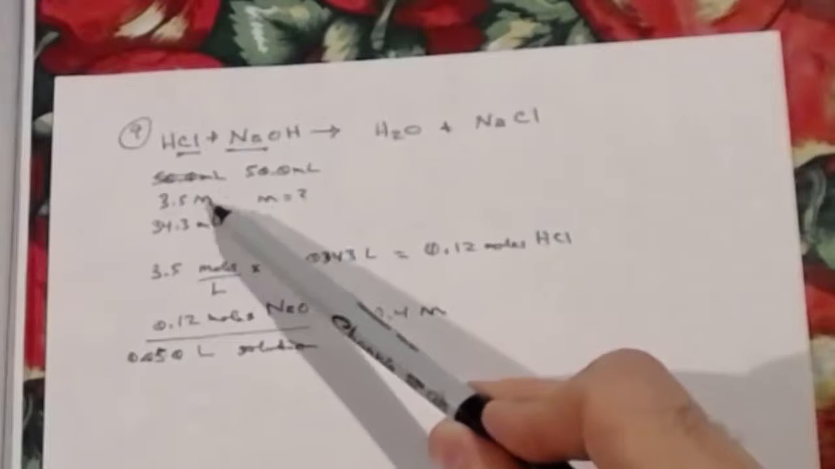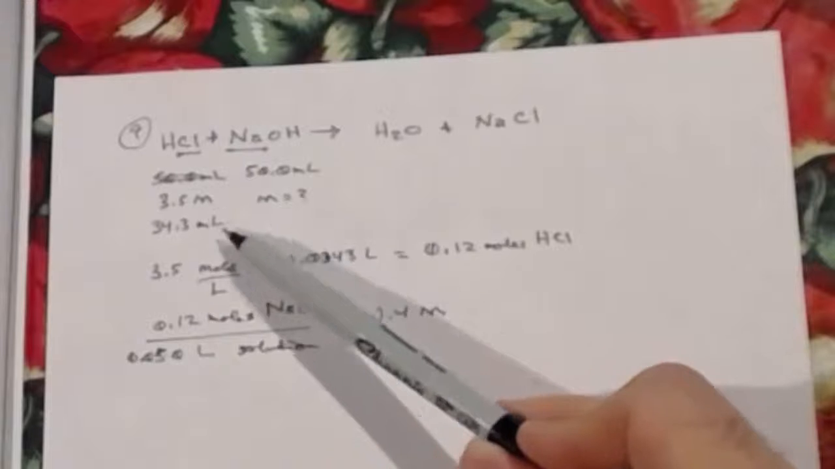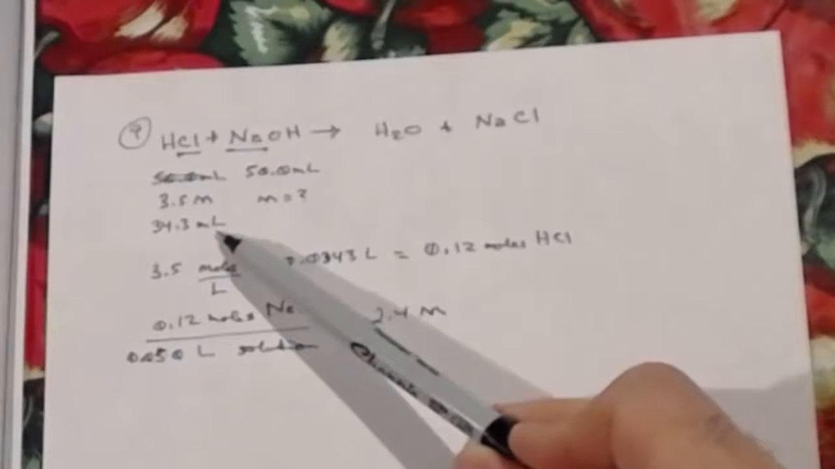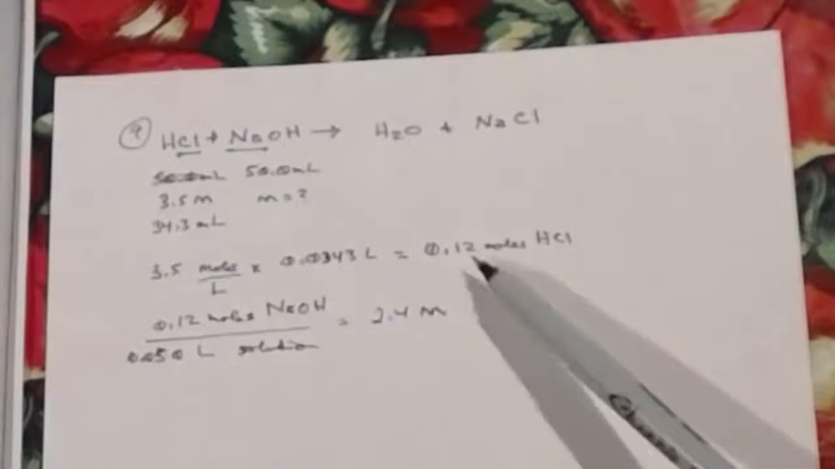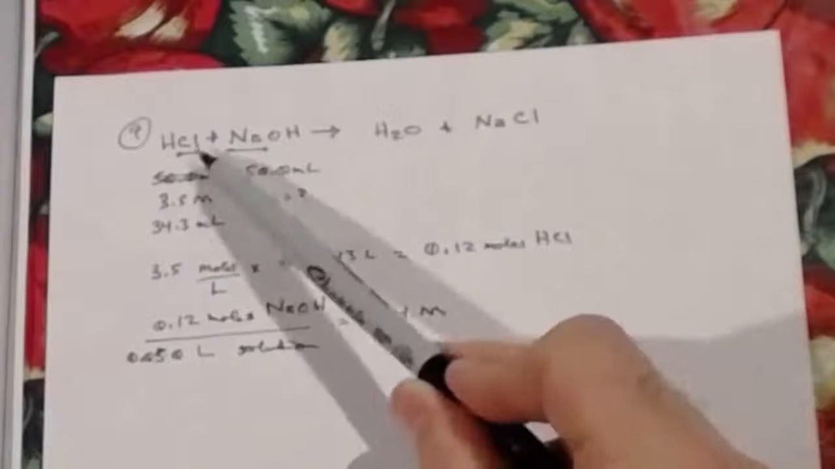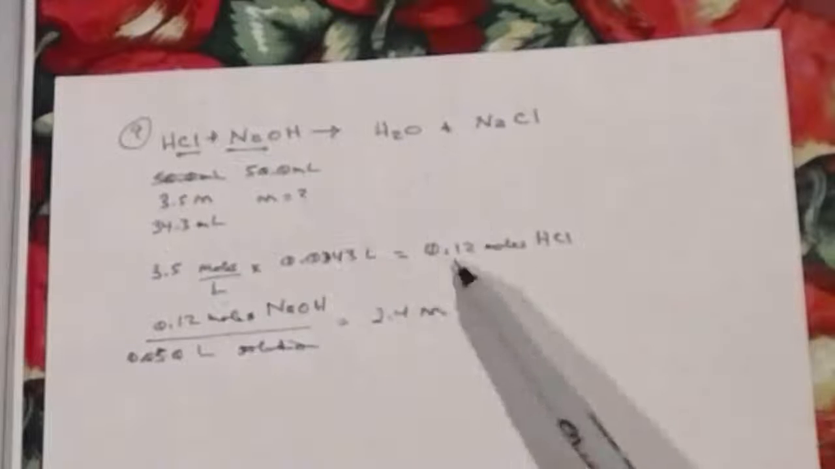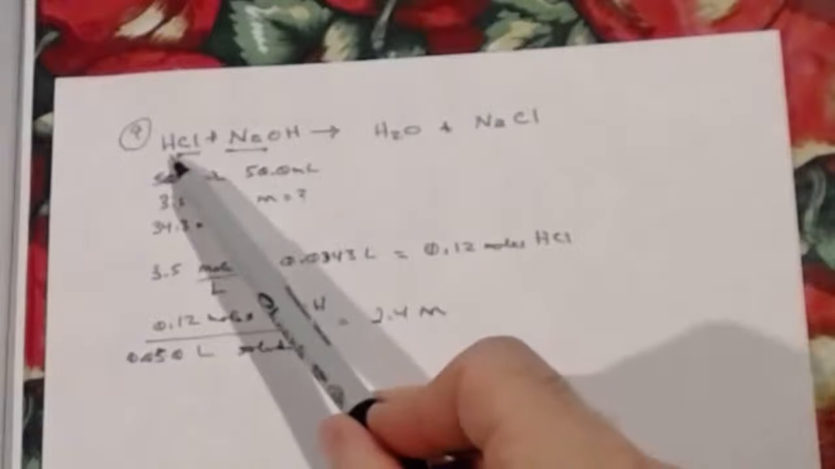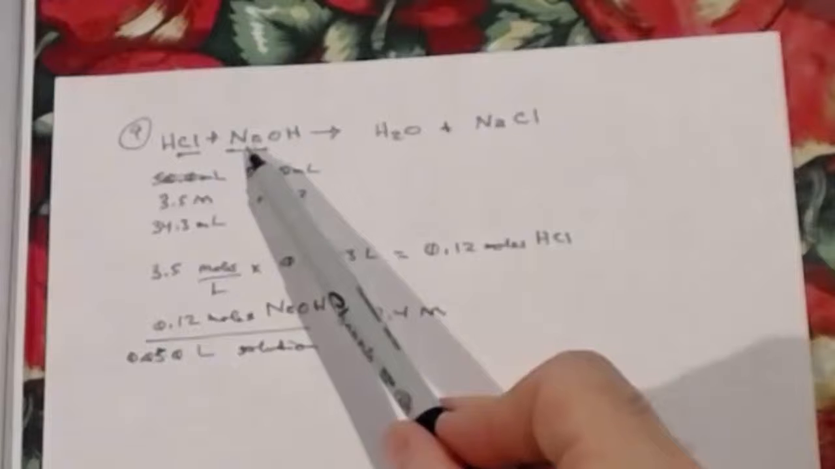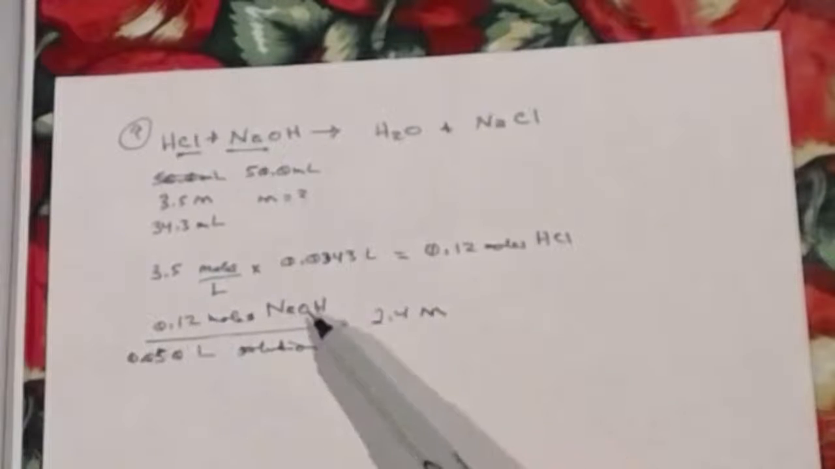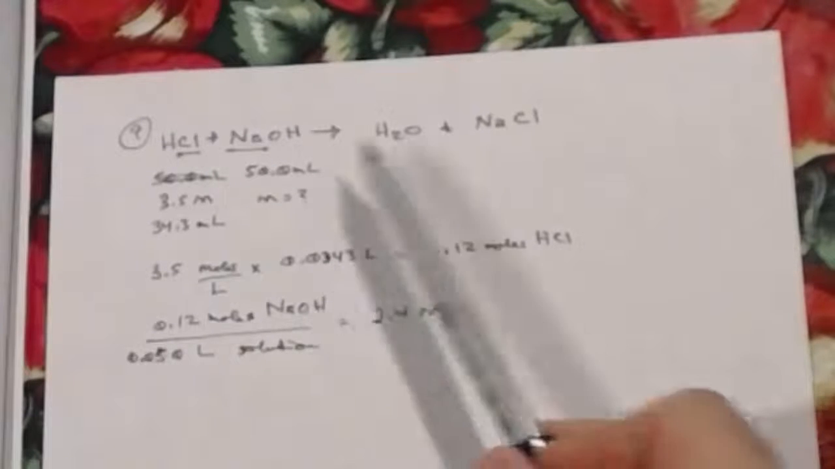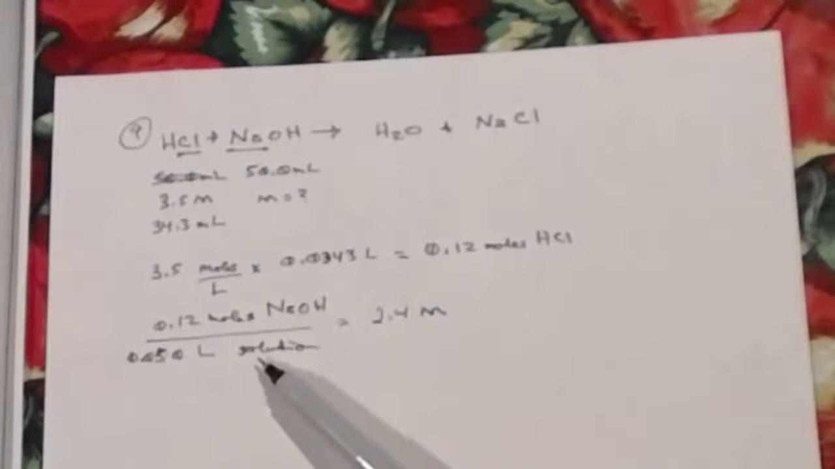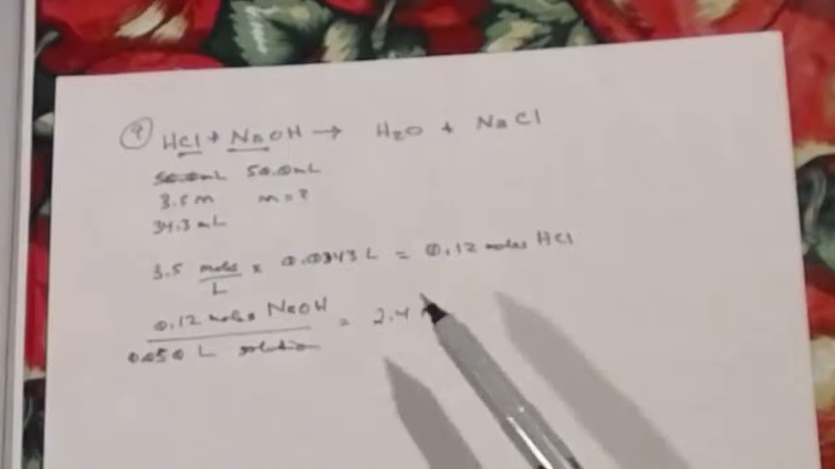I had a 3.5 molar acid, and I used 34.3 milliliters of that, which meant that I used 0.12 moles of my acid. If I used 0.12 moles of the acid, it must have balanced against 0.12 moles of the base. Because I had 0.12 moles of the base, when I added 50 milliliters of the base, that means the concentration was 2.5 molar.